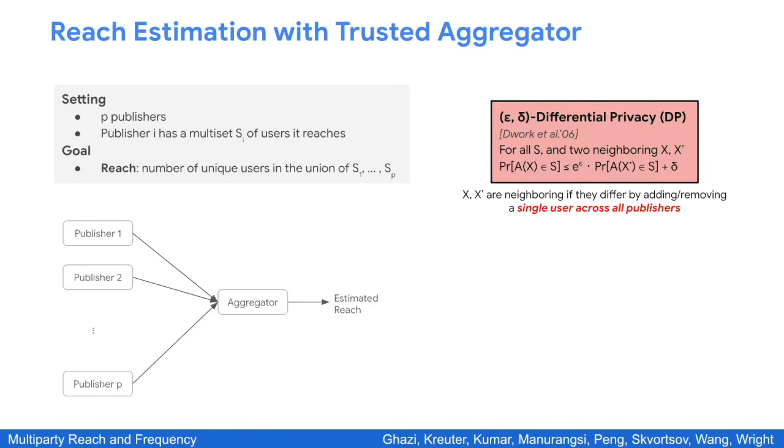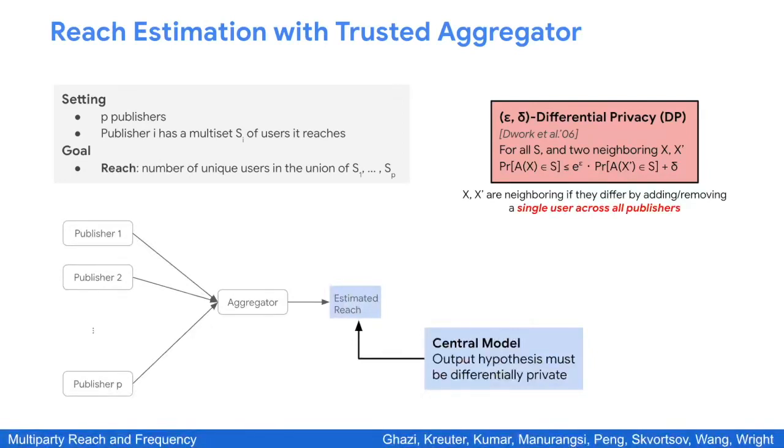In the central model of differential privacy, we only enforce that the final estimated reach be differentially private. Note here that there is no protection against the aggregator at all, and it is entirely possible that the publishers send their raw data to the aggregator. And this is why we need to trust the aggregator in the central model. And this might not be the most suitable for the setting that we are in, for which there might not be a single party that can be fully trusted. Despite this drawback, the central model is nice in that it is easy to design an algorithm for.